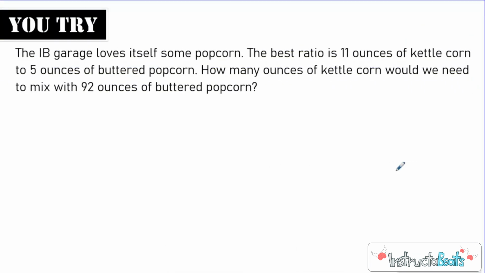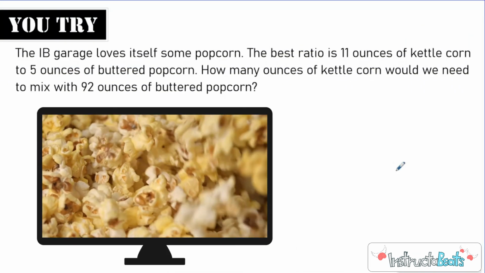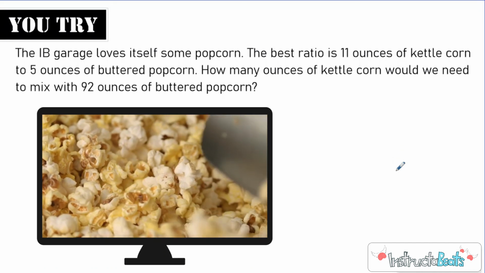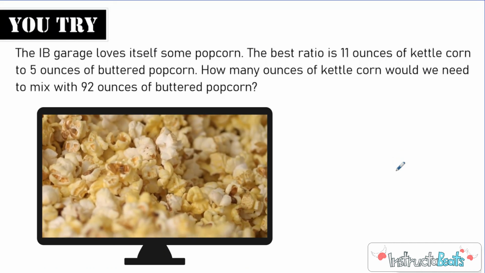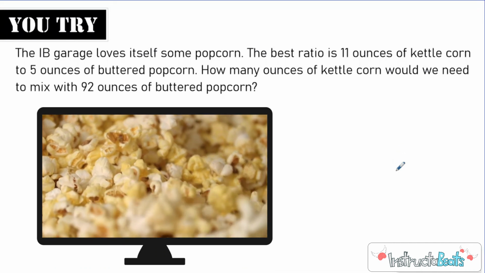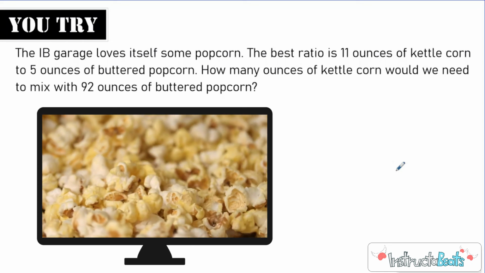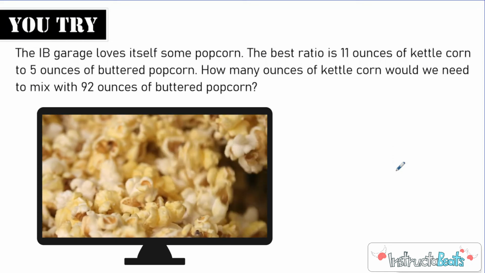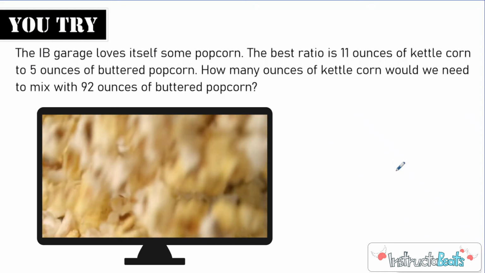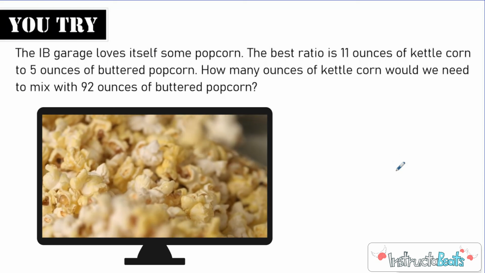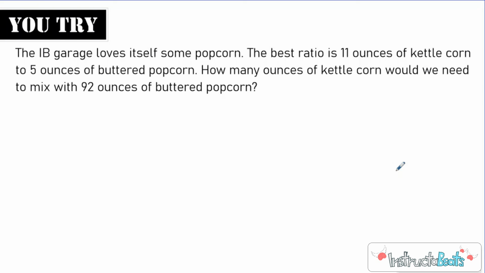All right, so our You Try problem. Our You Try problem says the IB garage loves itself some popcorn. That is correct. The best ratio to make the best popcorn is 11 ounces of kettle corn mixed with every 5 ounces of buttered popcorn. All right, so if we wanted to expand that recipe, how many ounces of kettle corn would we need to mix with 92 ounces of buttered popcorn?